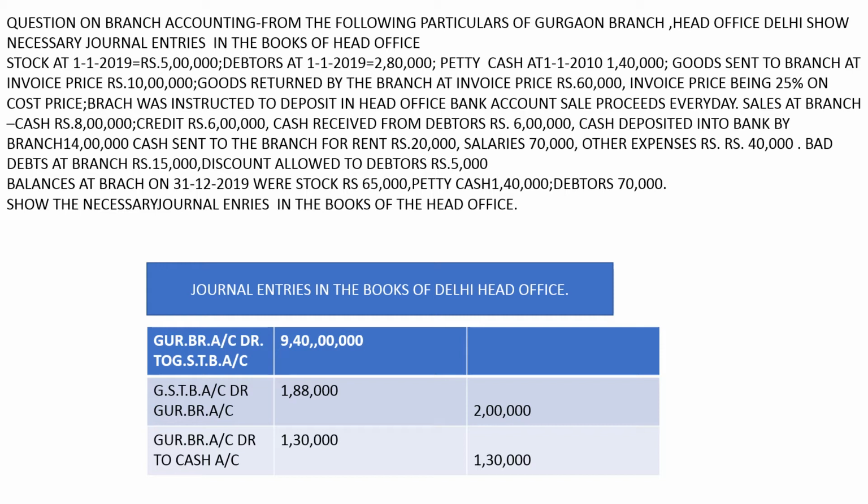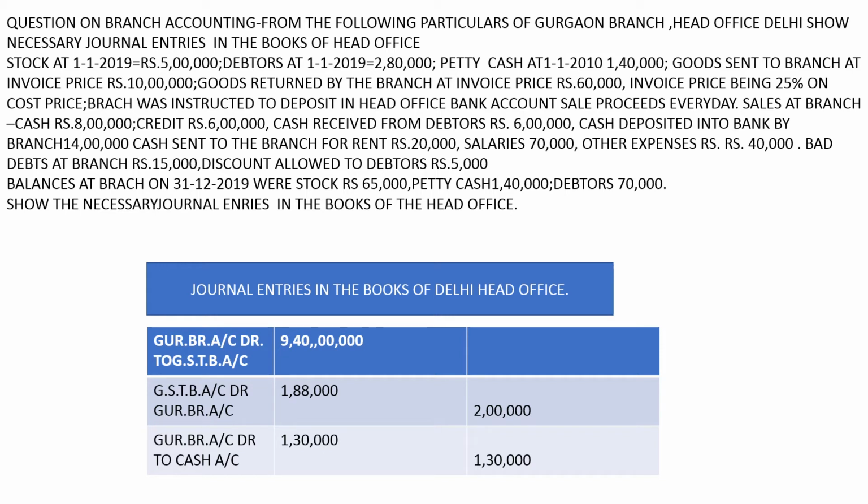Cash sent to the branch for expenses, that is rent 20,000, salary 70,000 and other expenses 40,000. Bad debts at branch rupees 15,000, discount allowed to debtor rupees 5,000. Now balances at branch on 31st December 2019, that is closing: stock 65,000, petty cash 40,000, debtor 70,000. Show the necessary journal entry in the books of head office.